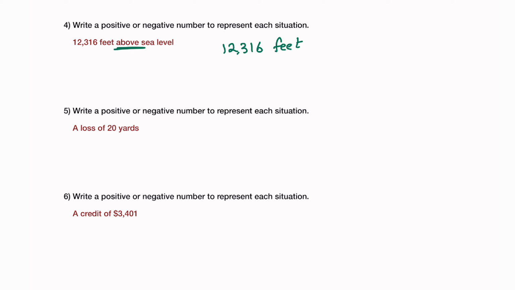A loss of 20 yards, a loss, right? So it is minus 20 yards. You are losing that, right? So it is minus. A credit of $3,401. Credit means you are getting it, okay? So it is positive. So we simply say $3,401. So if it was debit, if it had said like a debit of 3,000, then we would say minus 3,000. Okay, let's move to the next type of questions now.